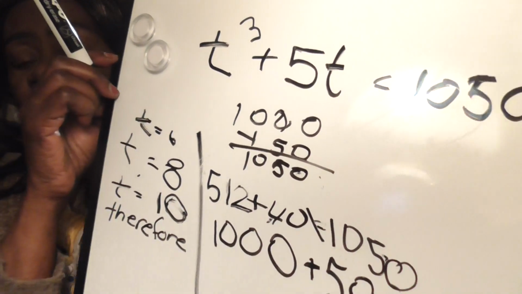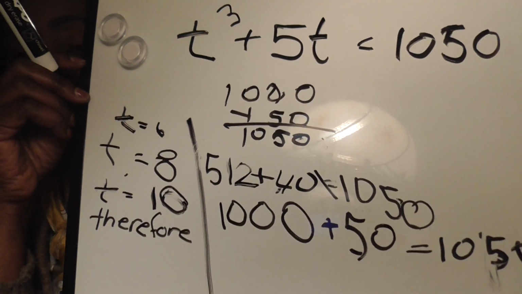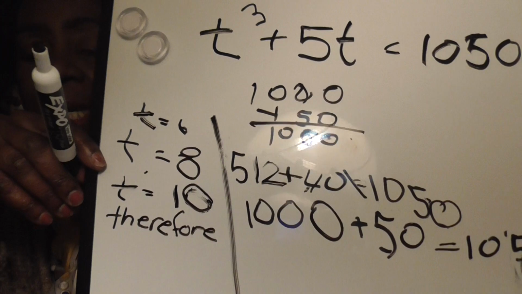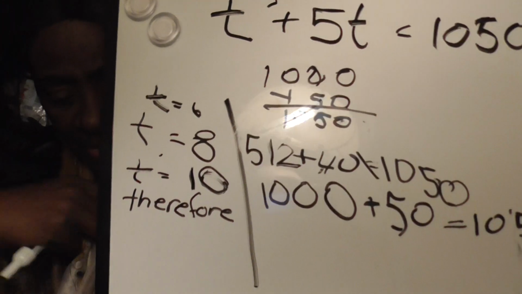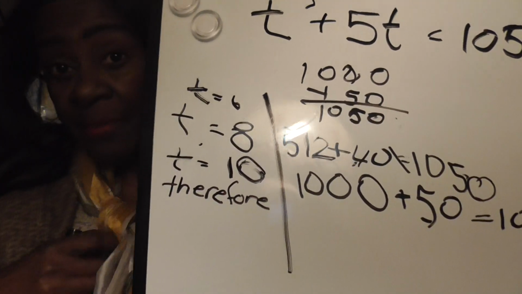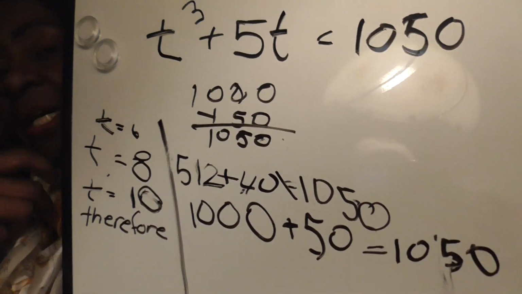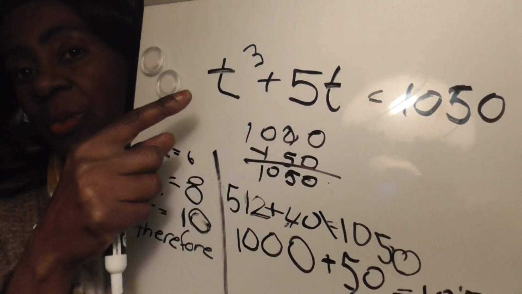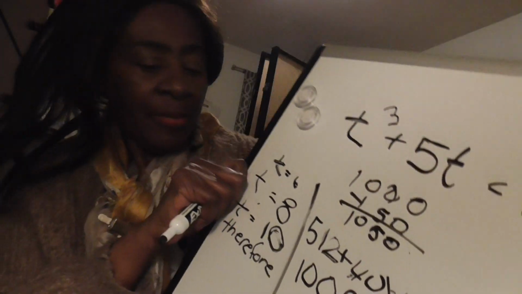Because when we put 10 in there, it gives us the answer that we're looking for, which is 1050. If t were to equal 6, we did not get it. If t were to equal 8, we did not get that. But if t were to equal 10, we get the same answer, 1050, as what we were looking for when we set these variables here. That's one small example I wanted to share with you today.